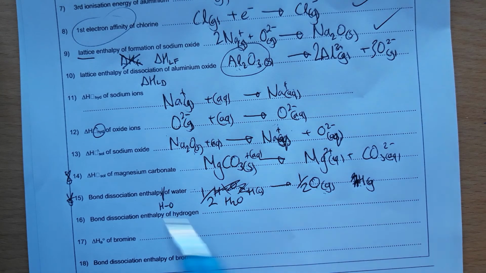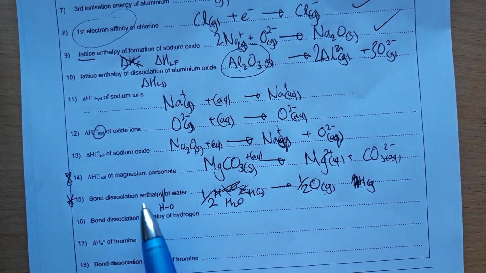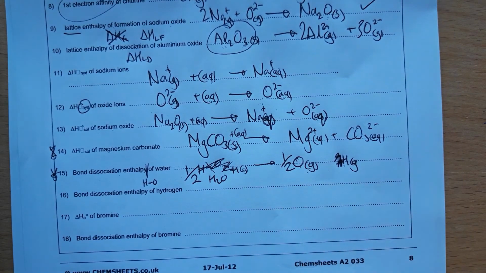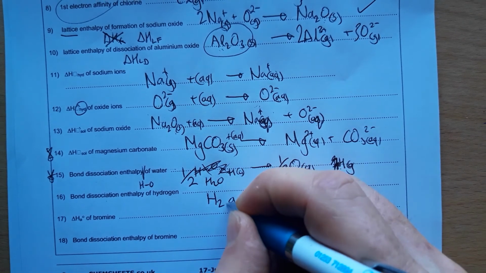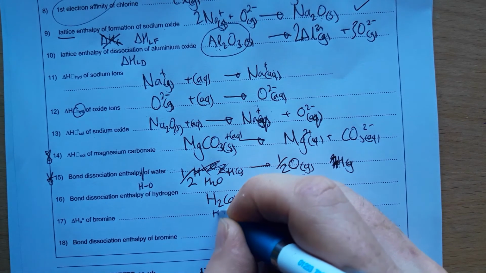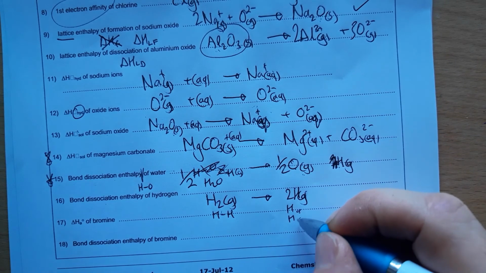If that one's giving you a headache, come back to it at the end and think about it again. But you've got to break 2 bonds to snap both the bonds in water. So to balance it for breaking 1 bond, because bond dissociation enthalpy is per mole of covalent bonds broken, you have to halve that. Anyway, bond dissociation enthalpy of hydrogen is much more simple. Hydrogen H2 is a gas anyway, and it becomes 2 H gases. You snap that bond, you make H and H. That's all that means. Gas, gas, gas, gas.